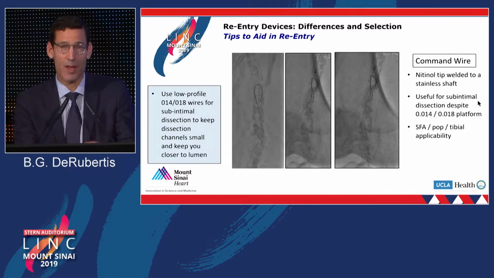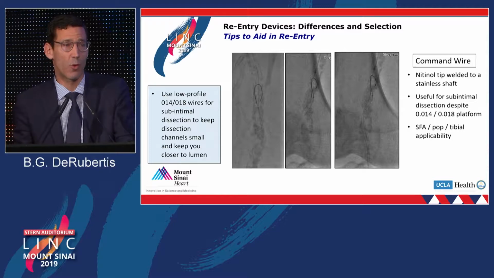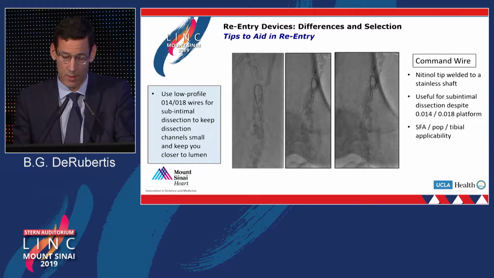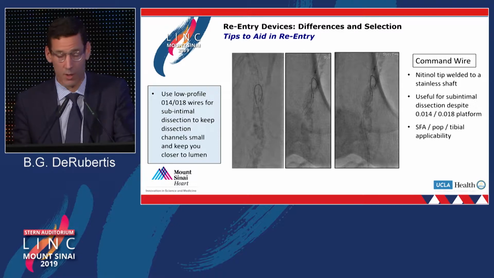Another tip is to keep that dissection plane with your looped wire small. One of the ways to do this is to use lower profile systems such as 014 or 018 wires. The Command wire, for example, or any other 018 hydrophilic wire, V18, for example, are nice wires to do the subintimal dissection without getting a big J loop that a stiff Glide will cause, for example.